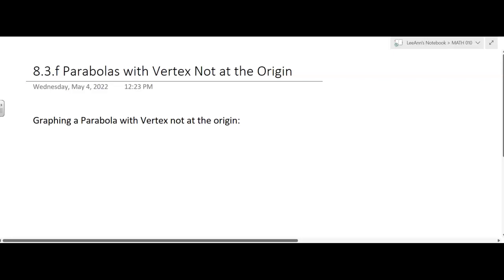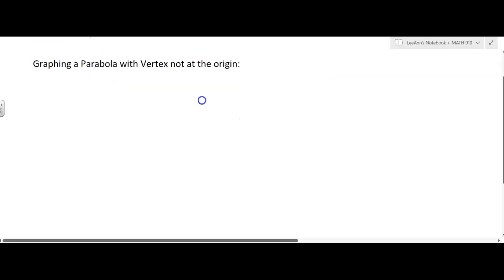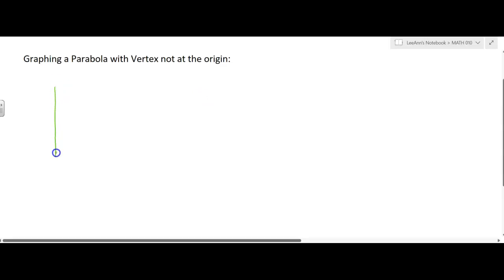So now we're going to look at parabolas where the vertex is not at the origin. Okay, so here's the axis system. And what we're going to say then is we have a parabola somewhere, and I'm going to do this kind first, the up and down kind. Okay, and this vertex is at h, comma, k. So the vertex is at h, comma, k. All right, so that's important.